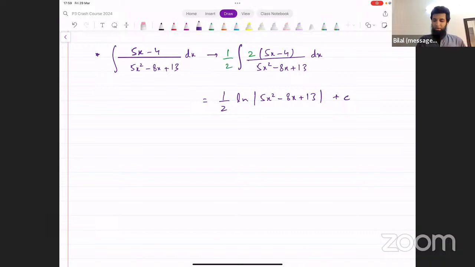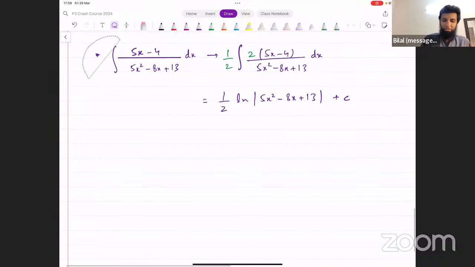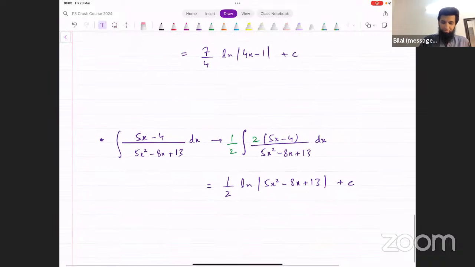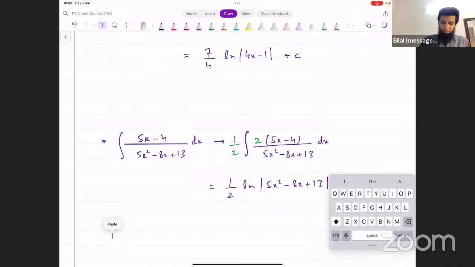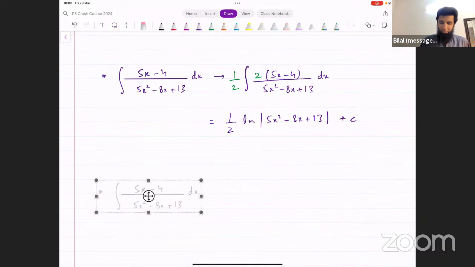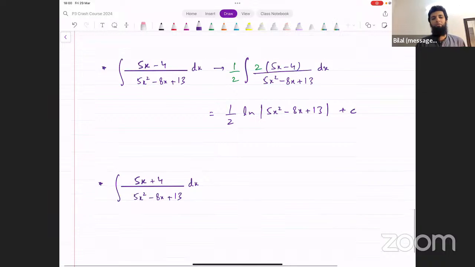Okay. All right, good. Let's have a look at one more example, and maybe 2 more examples. Let's say we have something like this. Let's consider the same example. And now let's say we had 5x plus 4 here. How do we integrate this?